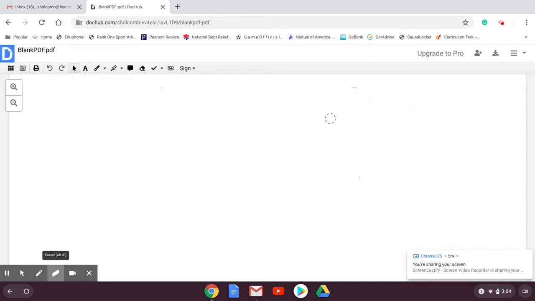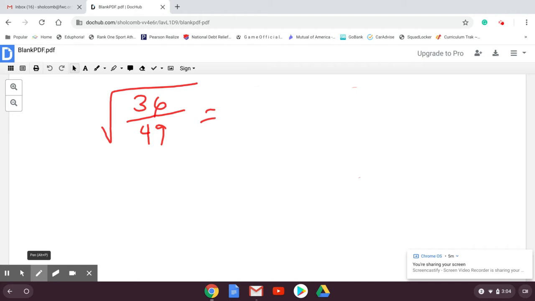All right. So let's start off with a fairly simple example of the square root of 36 over 49. Now, notice that we have a fraction inside of a radical. It's not really allowed, but it's easily gotten away from because anytime you have a fraction in a radical, you can just split it into a radical on the top and a radical on the bottom.